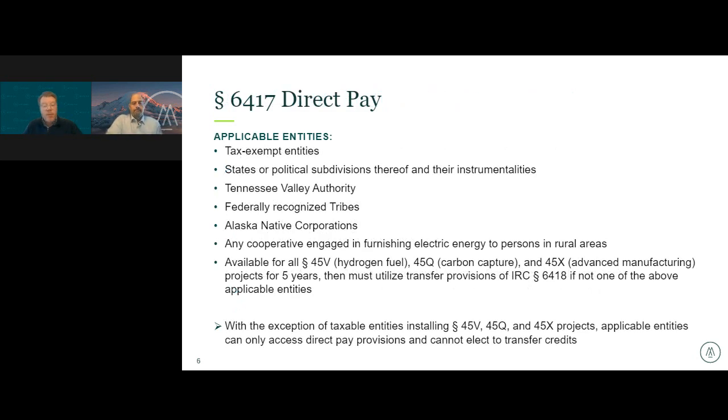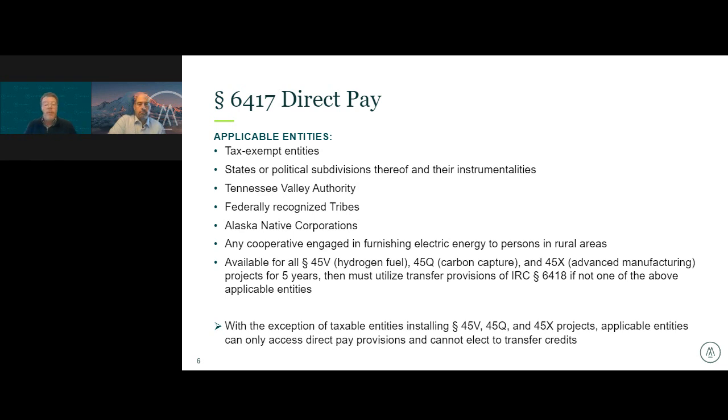All right, so applicable entities, what are they? So we've got a variety of different types of entities that Congress decided should be eligible for direct pay. Tax exempt entities, states or political subdivisions. So think about state and local governments, municipalities, and then think about all the different types of organizations that are attached to that and are viewed as instrumentalities of governments.